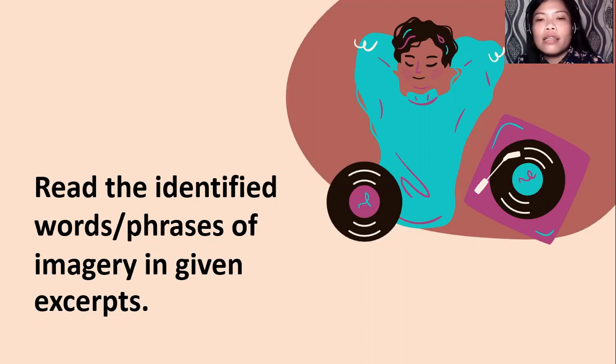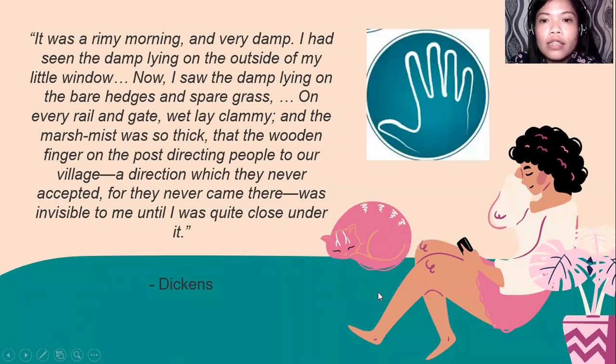So here, let's read the identified words or phrases of imagery in given excerpts. Okay, please identify and read the identified phrases of imagery in the given excerpts. So here we go. Be ready. I have here a passage from Dickens. Dickens is one of the authors in literature. This is an excerpt from his writings. So there, please read.